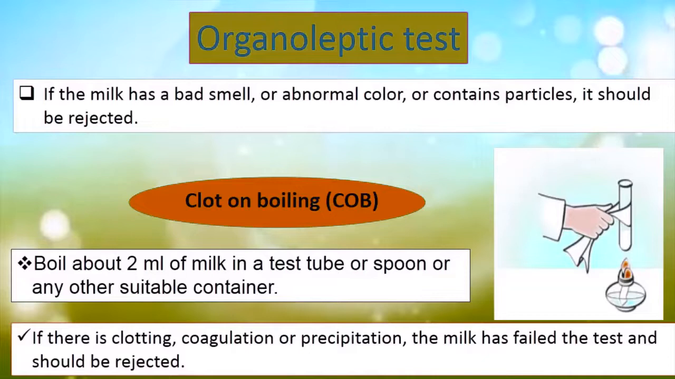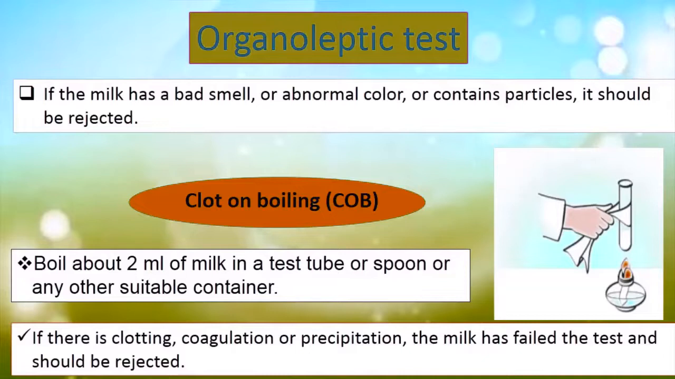The test allows you to identify the colostrum milk. What is colostrum milk? Which is produced in the first few days after calving, or the mastitic milk. So the colostrum milk should be rejected because it has a high percentage of whey proteins which create problems when the milk is boiled or heated during the processing.